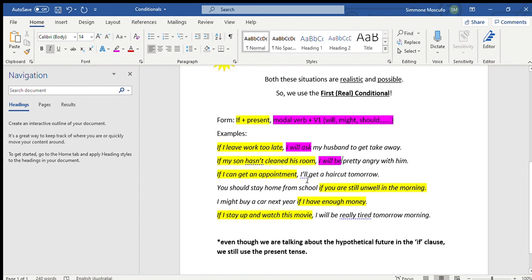If I can get an appointment, I'll get a haircut tomorrow. Same thing, yeah? I'll get a haircut tomorrow. You should stay home from school if you are still unwell in the morning. So there you go. That's your modal verb. I might buy a car next year if I have enough money. Okay? And if I stay up and watch this movie, I will be really tired tomorrow morning.